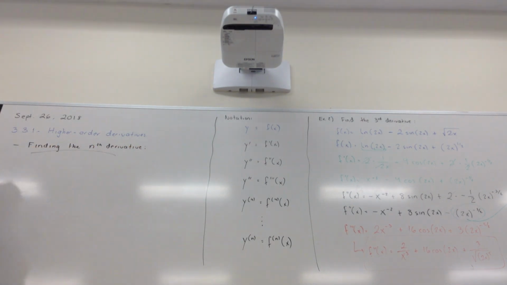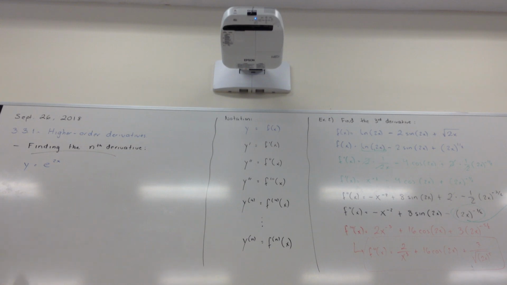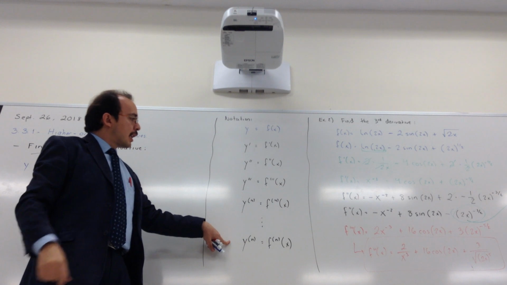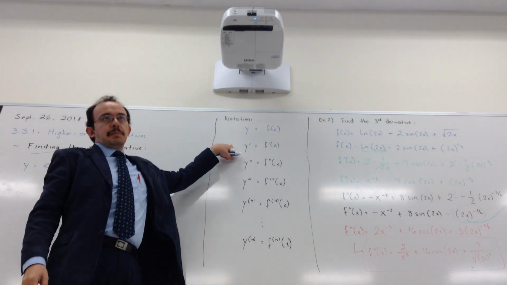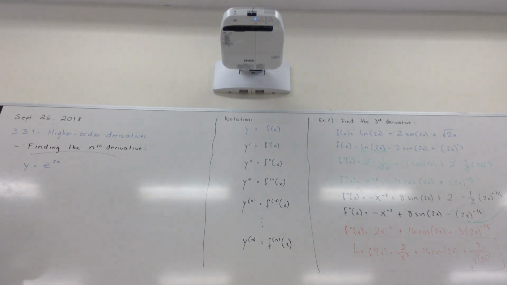Let's say that I have a function, for example, again, e to the 2x. I want to find the nth derivative. What does that mean? It means that I want to find a formula that generalizes all derivatives in a single formula. But to really get that formula, you still need to find the first 3 or 4 derivatives to see what happens.